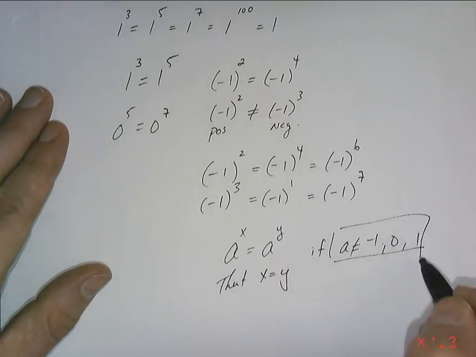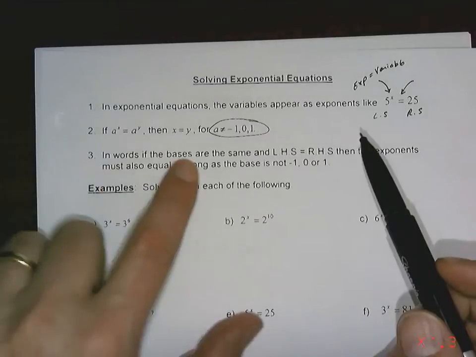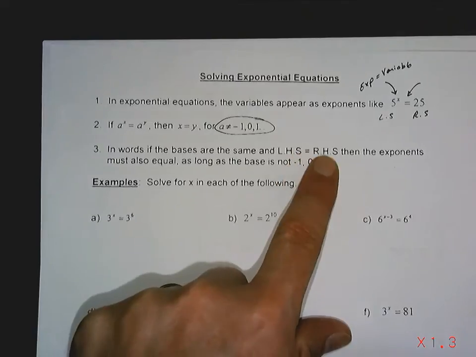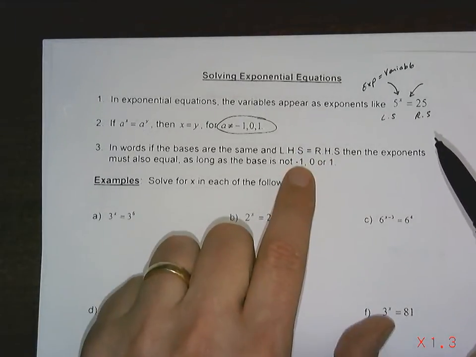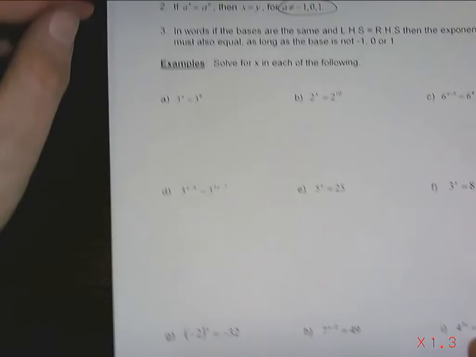These are your only exceptions. So, number 3, in words: if the bases are the same and the left-hand side equals the right-hand side, then the exponents must also be equal, as long as the base is not -1, 0, or 1. So, let's jump in and do some examples.